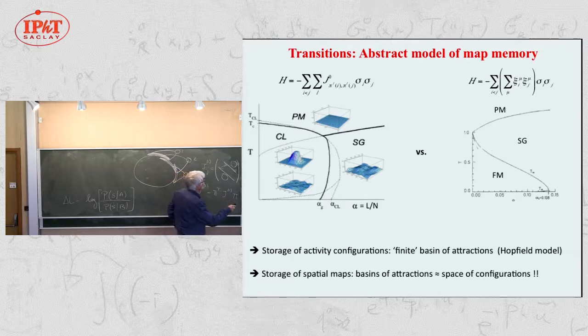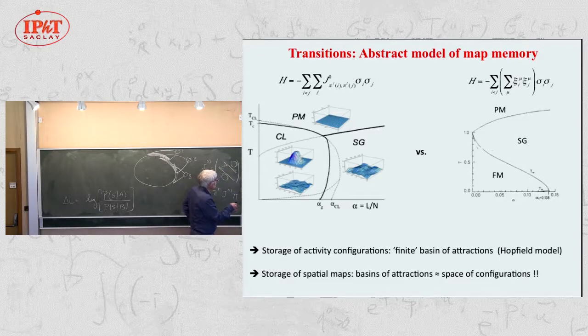So in this model, you get something similar, except that now there are two differences. The main difference is that this is temperature, as in the Hopfield model, so this is the same axis. But here the other axis is not the number of fixed points over n. This is the number of environments over n.